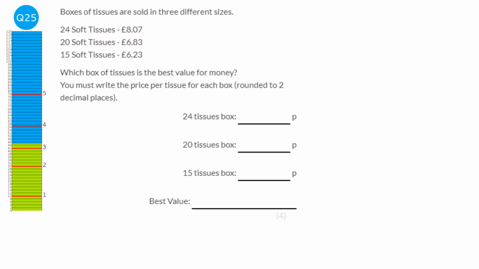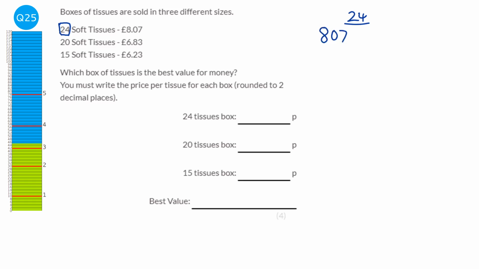There are a number of different ways of working out this question. You can find out the amount of tissues per penny. You can work out the price of one tissue, or you can get all the amount of tissues into the same amount. I'm going to find out the price per one tissue. And we're going to start off with the 24. And what I'm going to do is I'm going to convert the money into pence, just to mean that we don't have as much decimal.